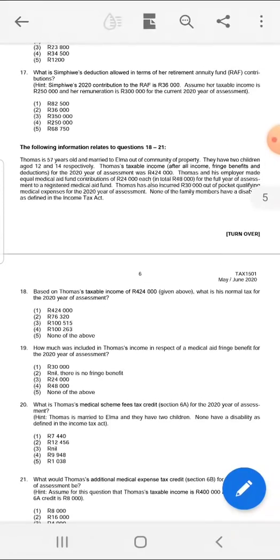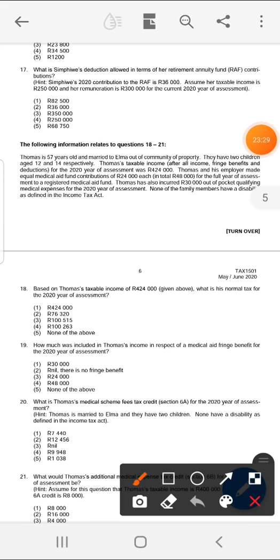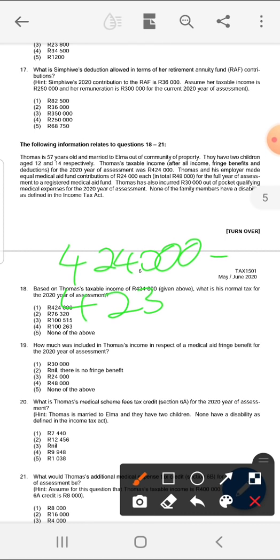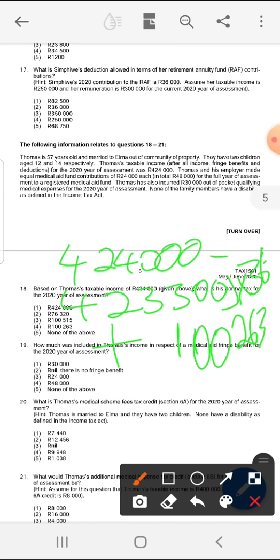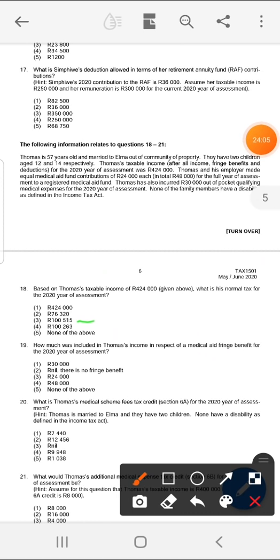Number 18. From the table which I've already shown you, I'm going to say 424,000 less 423,300 multiplied by 36%. Then I add 100,263. It will give me 100,515, which will lead us to option 3. So the correct answer will be option 3 there.